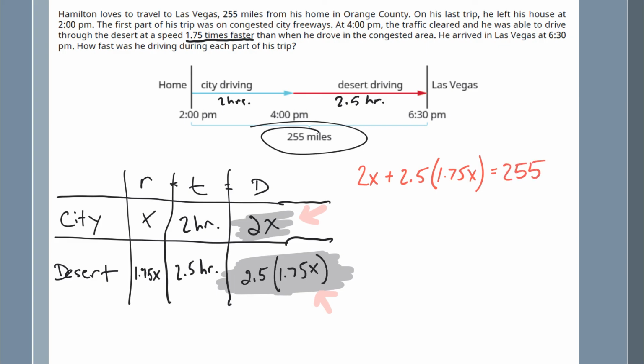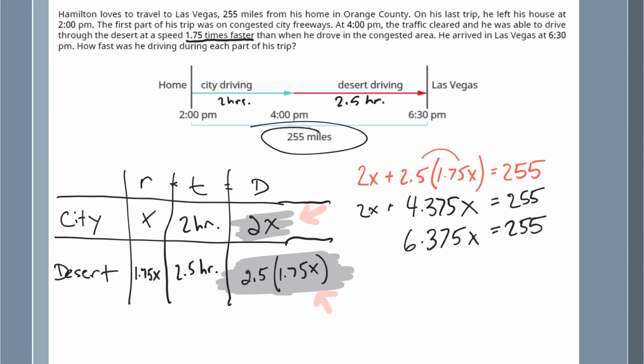So there's my equation. 2x plus 2.5 times the quantity of 1.75x is equal to 255. So if I multiply those two things together, or distribute that one item, I will get 4.375x. Bring down everything else, combine like terms. 2x plus 4.375x is 6.375x. And of course, to finish it out, I need to divide both sides by 6.375.